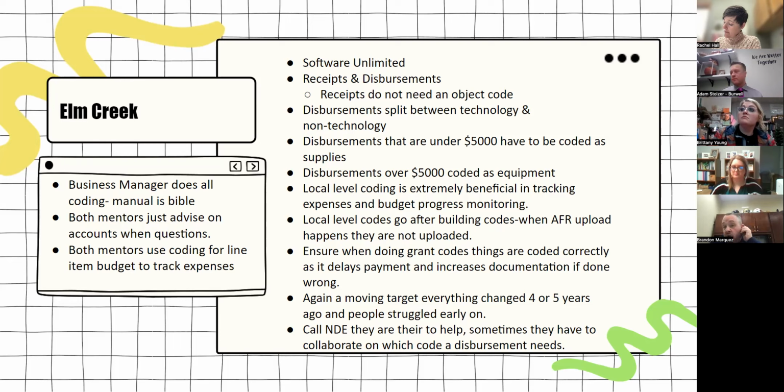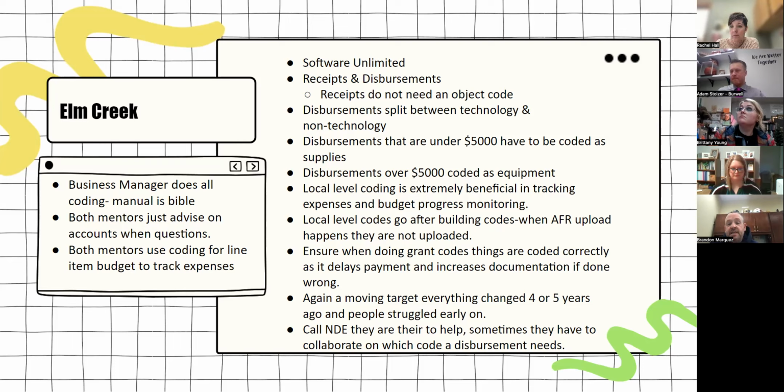And we talked about local level coding being extremely beneficial to track expenses and budget progress monitoring, just like Adam's example of, hey, we need to figure out why we're spending so much on custodial supplies. And if you weren't doing some local level stuff, you probably wouldn't even know that was an issue. So that's why that stuff is important.